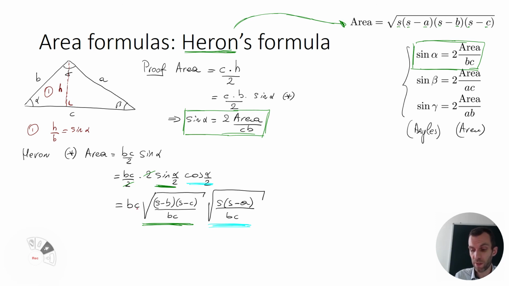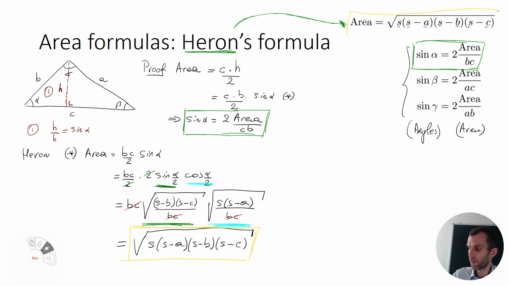And you can see what happens here. So I have a bc in the denominator, I have a square root of bc here, I have a square root of bc here. So this cancels against this and this. And now if I bring everything under the square root sign, what I end up with is s(s minus a)(s minus b)(s minus c), all underneath the square root. And that gives me precisely Heron's formula. Just in a color, like so, Heron's formula as we had it here.